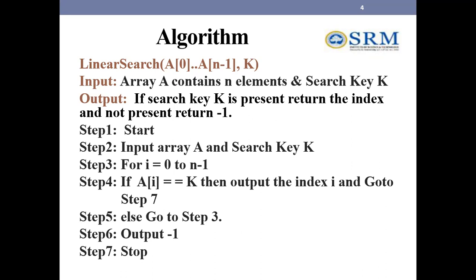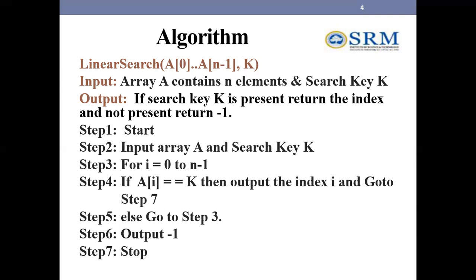So start the algorithm. Input array and search key k. Start the for loop for i equal to 0 to n minus 1. For every value of i, the algorithm compares the value of the array with the search key value. Initially i equal to 0, so we are comparing A of 0 with search key k.